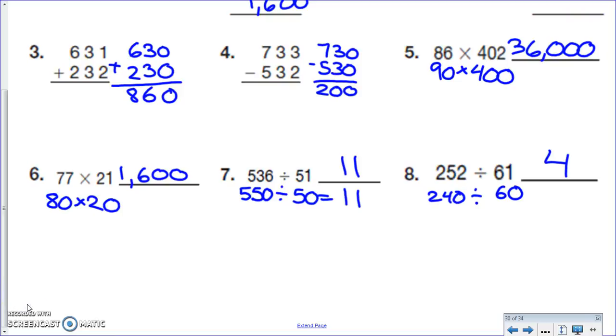So make sure when you're estimating, there should be problems that you can easily do in your head. And when you're using compatible numbers, you're looking for the closest division fact that will fit the problem. Please make sure you've copied down all the work and glue this page in your math notebook.